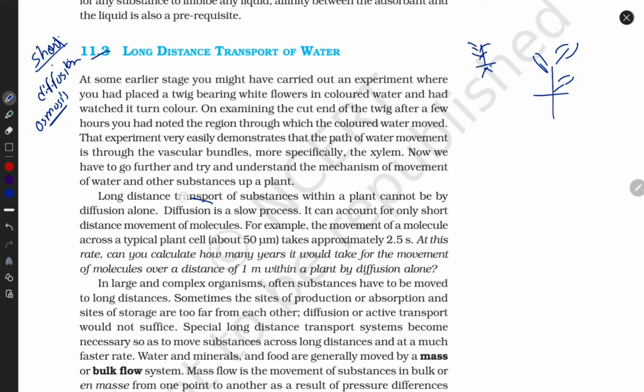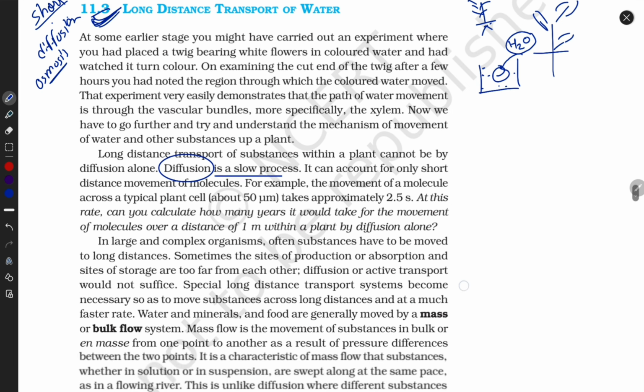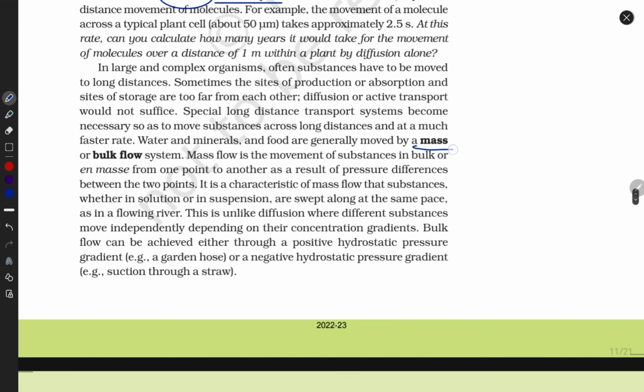Diffusion is not enough for them because this process is slow and they travel only a little bit of path, like when we dip a seed into a water medium, then through osmosis they absorb H2O. But that's not enough now. So how does water travel long distance? First is by mass or bulk flow system.